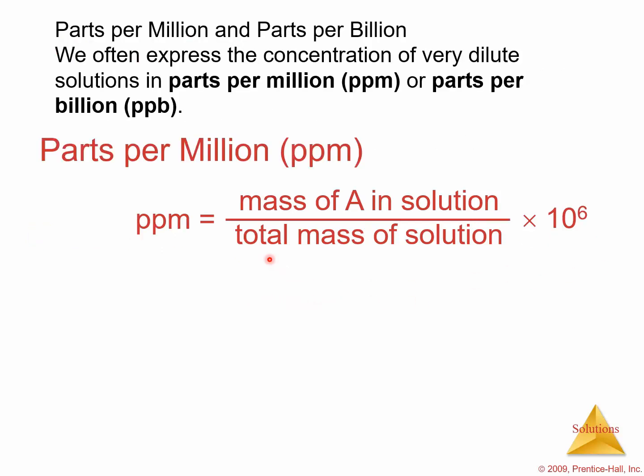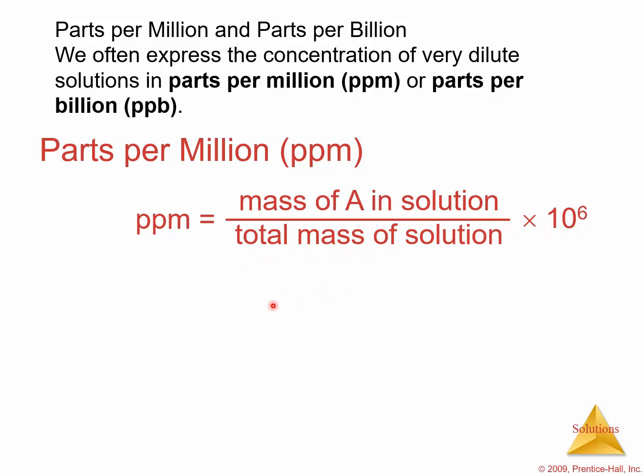We often express the concentrations of very dilute solutions in parts per million and parts per billion. As you can see here, parts per million. These quantities are similar to mass percentage but use 10 to the 6 for million or 10 to the 9 for billion, respectively, in place of 100 as a multiplier for the ratio of the mass of solute to the mass of solution. Thus, parts per million is defined as ppm of component A equals mass of A divided by total mass of solution times 10 to the 6.